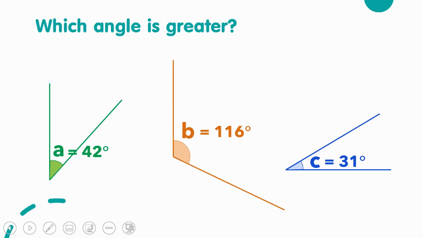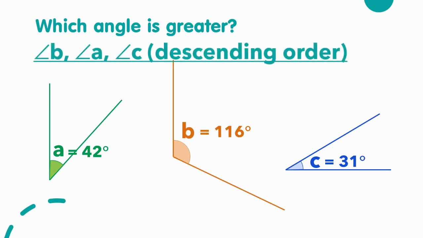And there you go. You have the measurement for all three angles. And you're able to tell that angle B is the greatest, followed by angle A, and followed by angle C, in descending order.